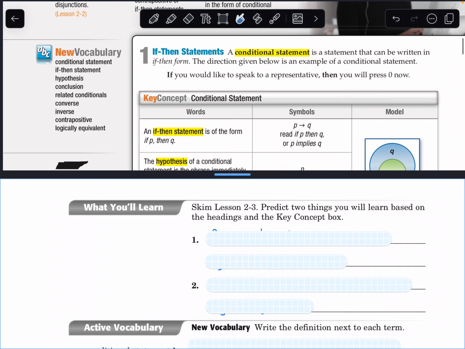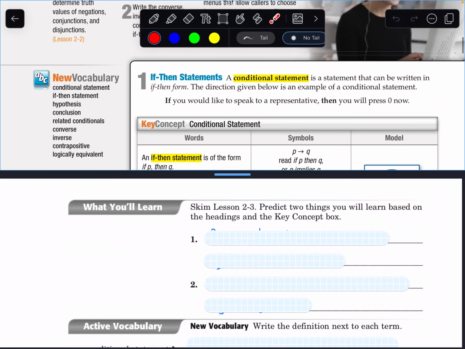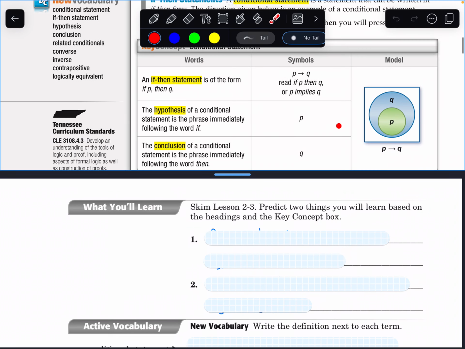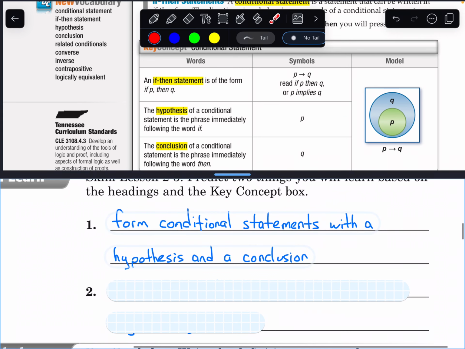Looking through the section, we can see the heading 1 is on if-then statements, and the concept is about conditional statements, and I can see their components include hypothesis and conclusion. So for the first thing we'll learn, we'll say we will learn how to form conditional statements with a hypothesis and a conclusion.